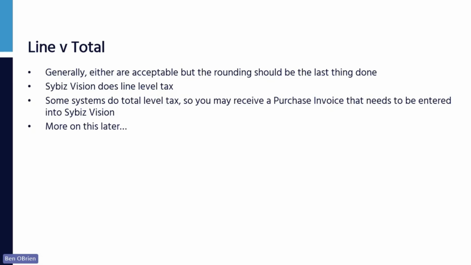In some respects, line level is more accurate. But essentially, the line level has been chosen within Sybiz Vision just because that is what we prefer. But if you do get a purchase invoice that treats tax at the total level, then there are ways to make your life easier to enter that into Sybiz Vision as well, and we'll touch on that a little bit later as well.